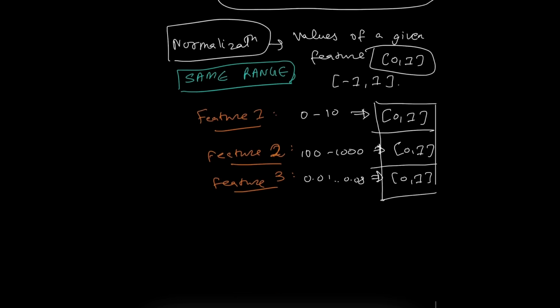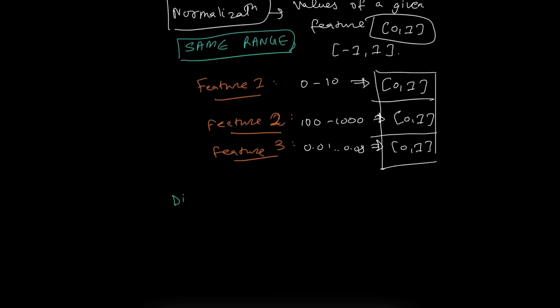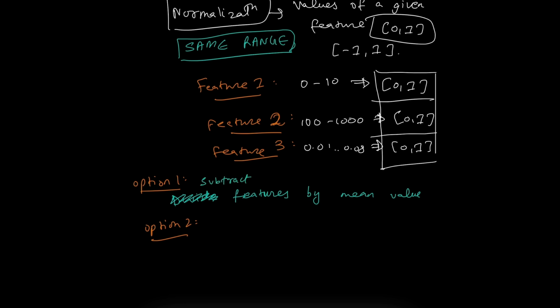And there are a couple of ways you can do this. You can basically divide features by mean value. That's one way to normalize our features. Actually, sorry, I think we need to subtract the mean.